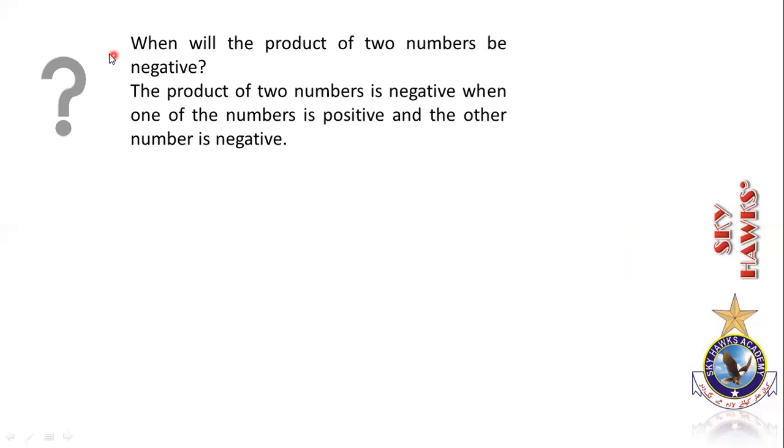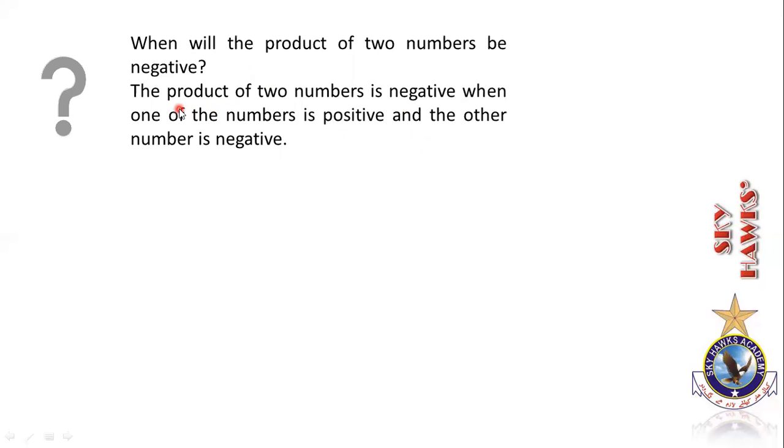Okay, when will the product of the two numbers be negative? The product of the two numbers is negative when one of the numbers is positive and the other number is negative. Yes, this is the only possible way. So we are looking for the two numbers. What I mean to say is, when we are multiplying, the product is negative.